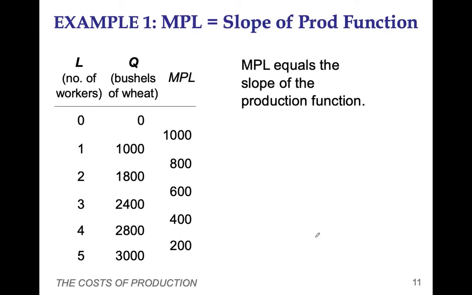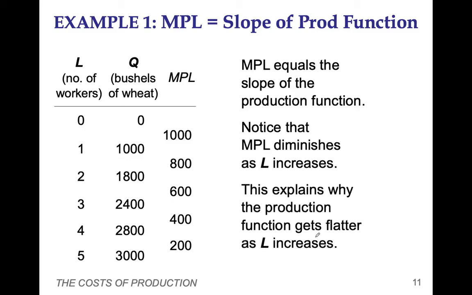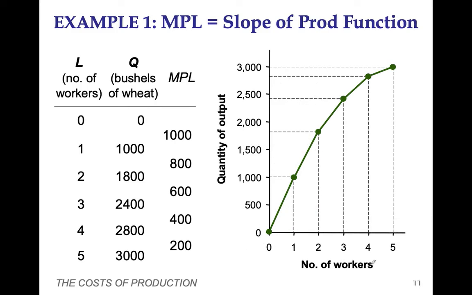The marginal product of labor equals the slope of the production function. Notice that MPL diminishes as L increases. This explains why the production function gets flatter as L increases. As I said, the MPL is the slope of the production function. You see here, delta Q over delta L is actually the slope of this curve.